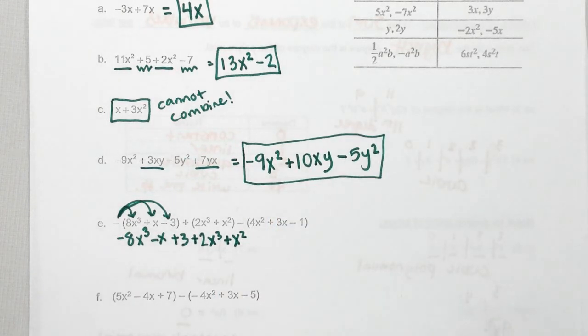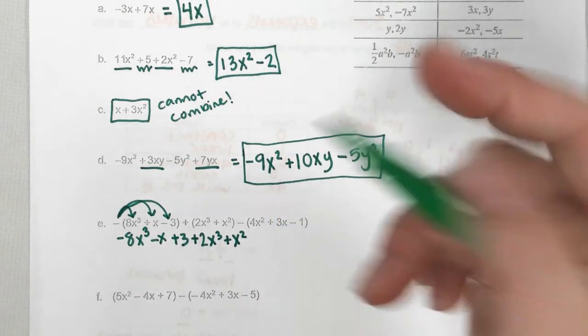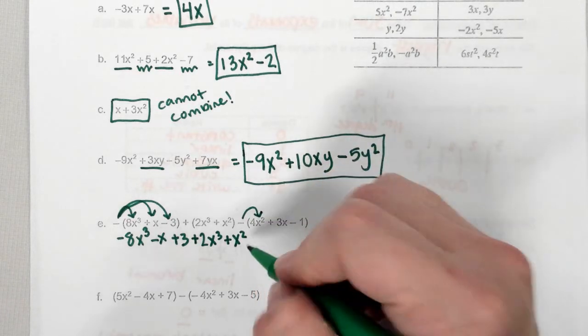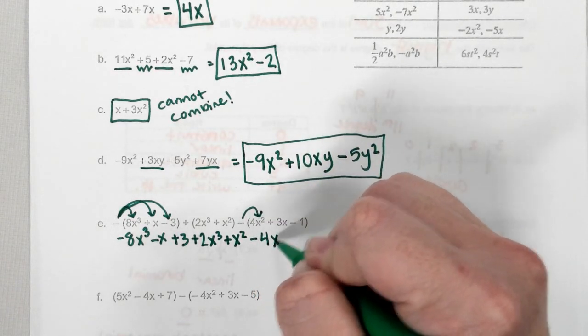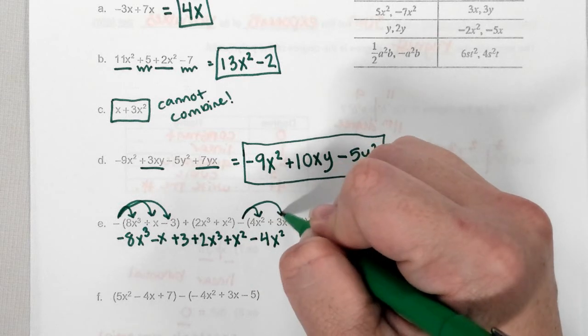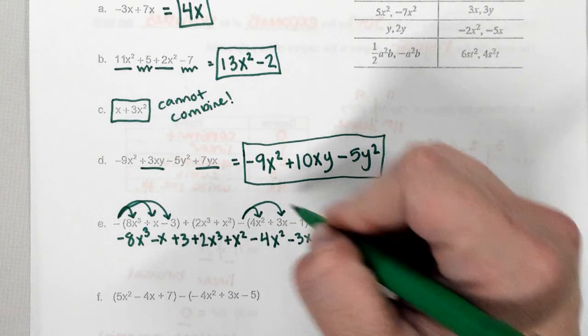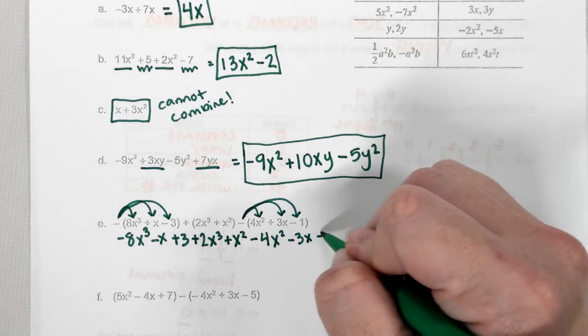And then again, I have a third set of parentheses, and this time with a negative in front again, so I have to distribute that negative. So that gives me a negative 4x squared minus 3x, and then 2 negatives makes a positive, so plus 1.